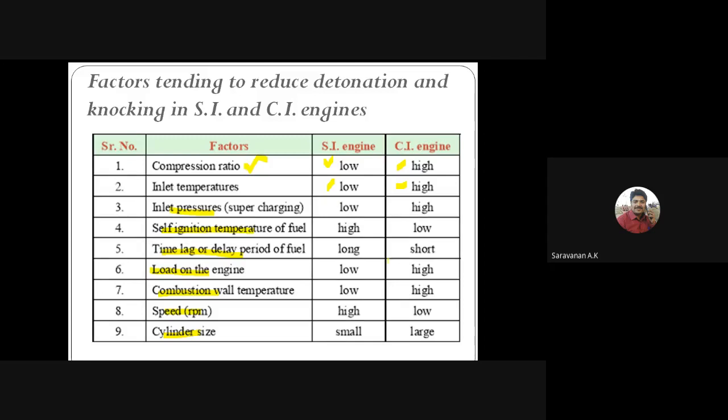Then the combustion wall temperature, obviously, is high in the CI engines, and the speed will be low in the diesel engines, and the cylinder size, the engine size, will be larger in the CI engines, right?